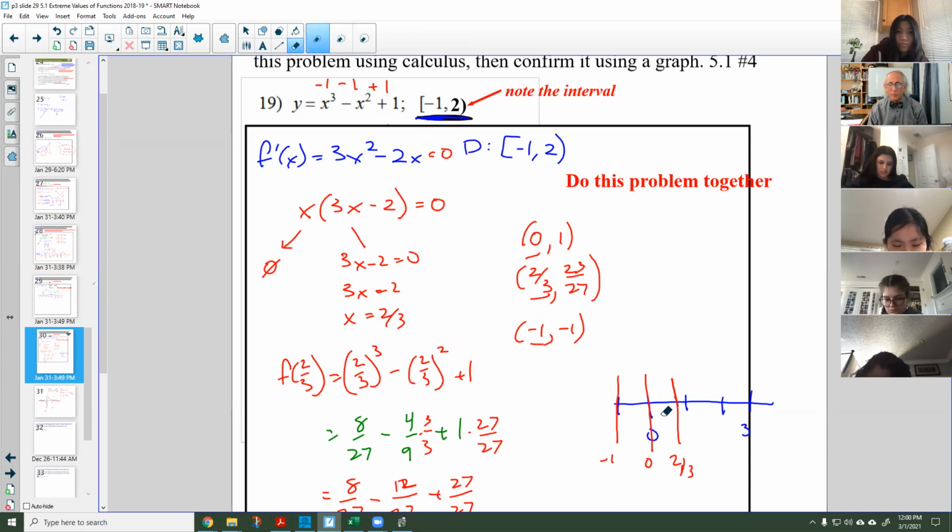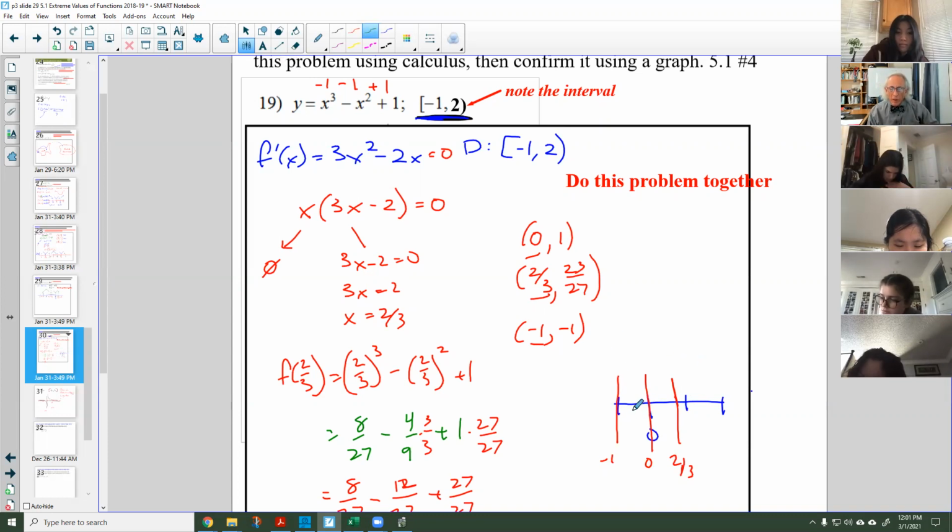And it ends over here at 2. So I don't even need to look at that. But I do see that I have another interval. So I have 1, 2, 3 intervals that I need to investigate. Is everybody okay with that? That I have 3 intervals I need to investigate, and I'm investigating my derivative.